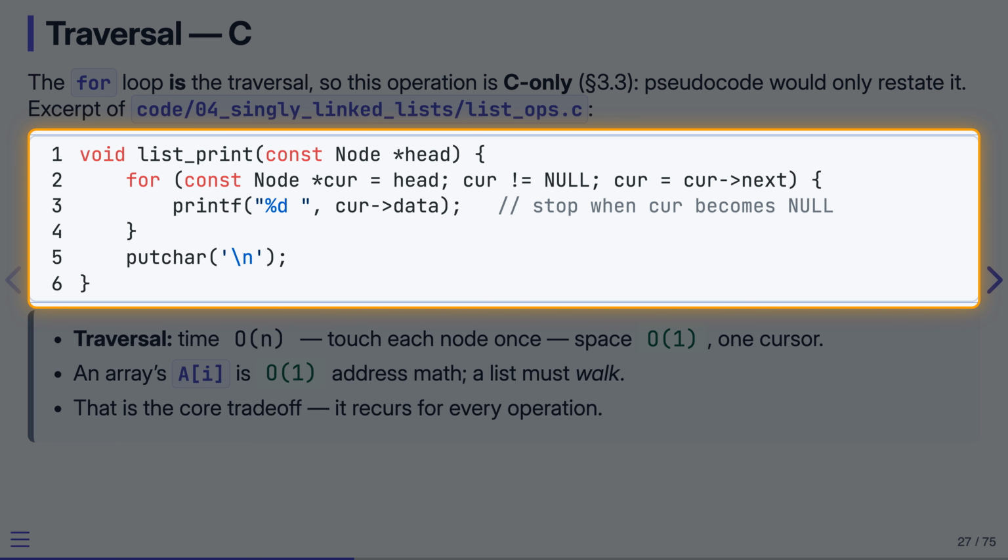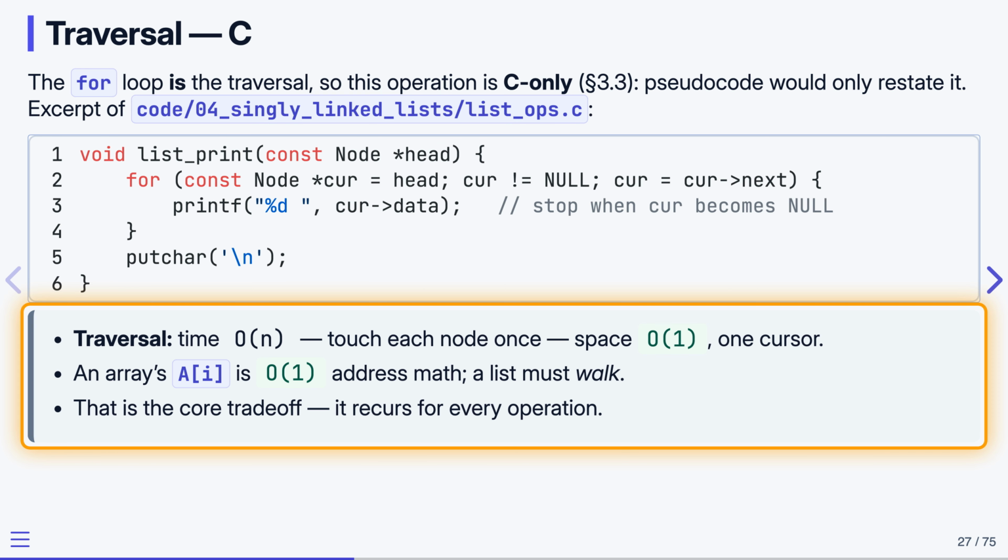This is the walk written in C. The for loop is the whole traversal, so this operation is C only. We start cur at head. We keep going while cur is not null. And after each node, we run cur becomes cur arrow next. Inside the loop, we print cur arrow data. The moment cur becomes null, the loop stops.